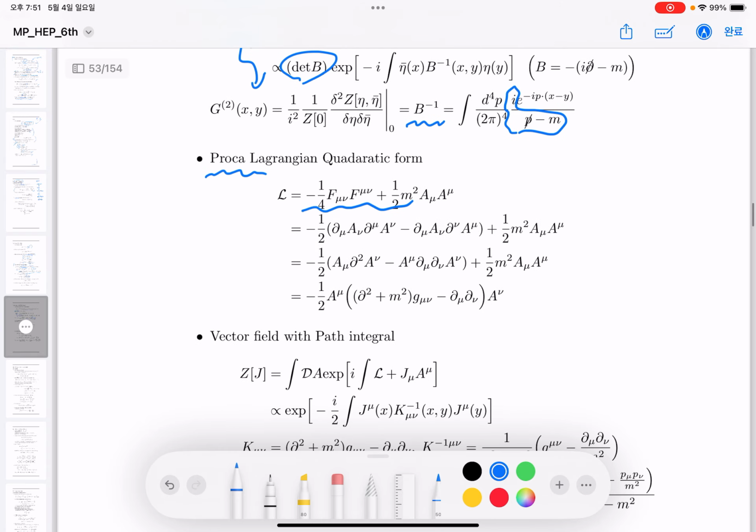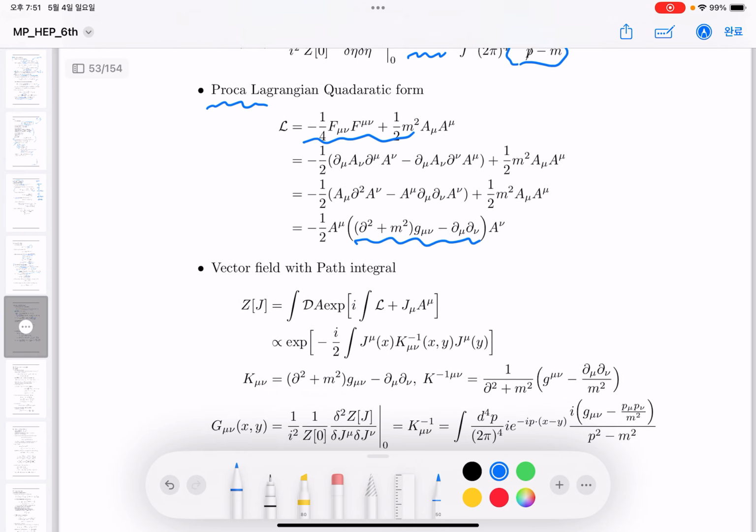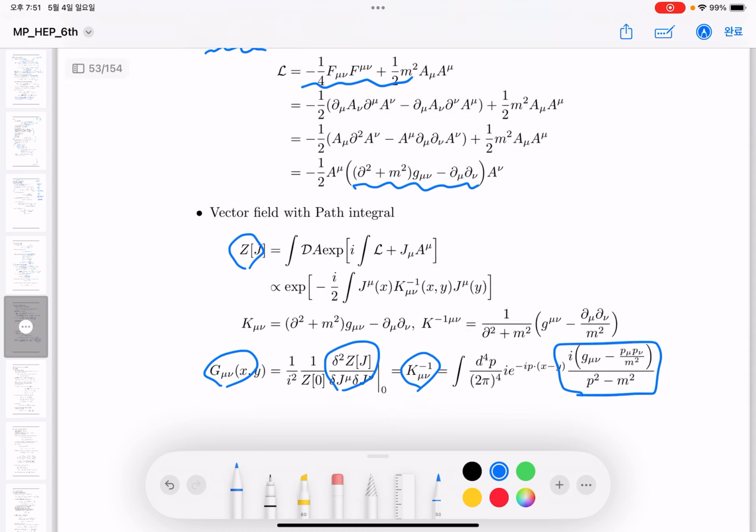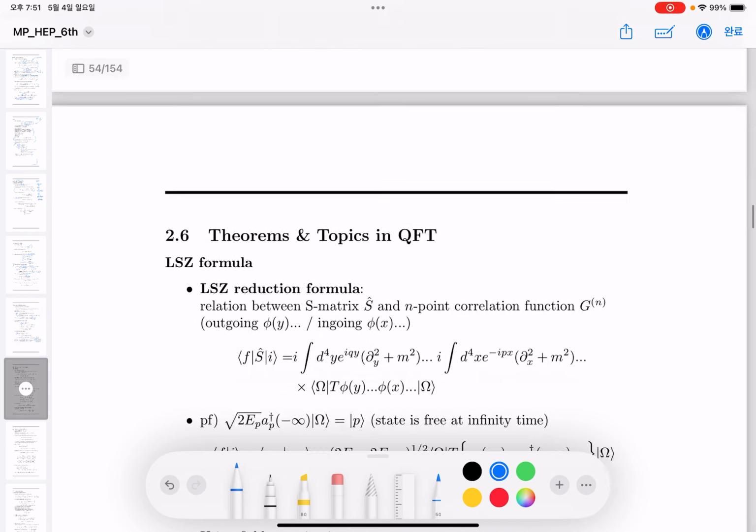This can be converted to the following quadratic term form, and the generating functional, and here is the propagator. The second derivative of the generating functional gives the inverse of K, and the propagator for the vector field can be obtained.